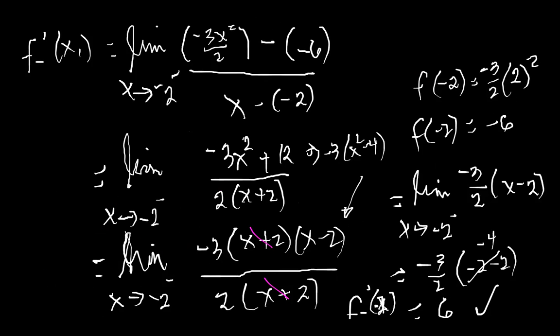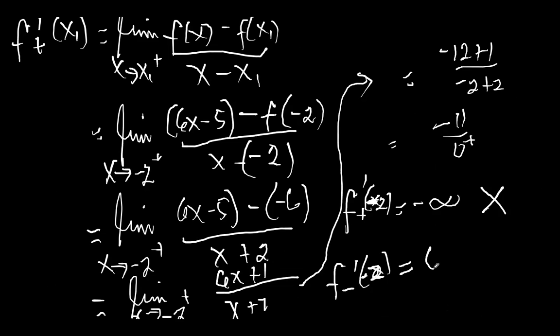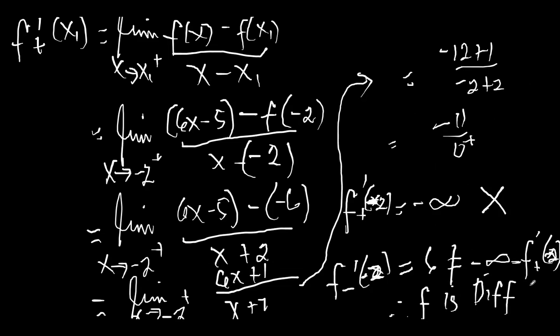Okay, here it's 6, correct? It's 6, which is not equal to negative infinity, which is equal to, oh my, -2 from the right. They're not equal. Therefore, the function f is not differentiable at x is equal to -2.